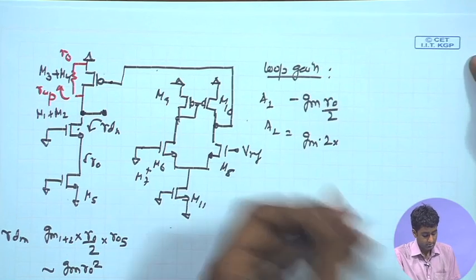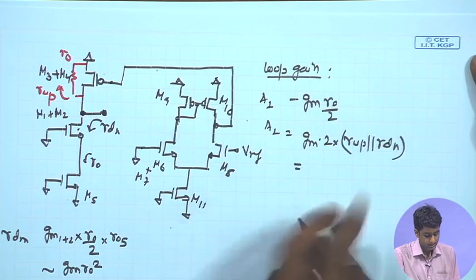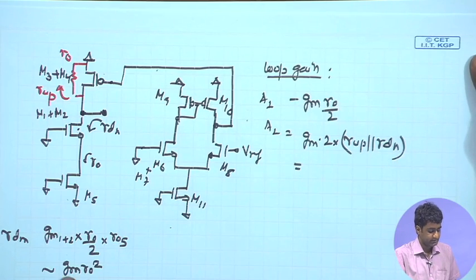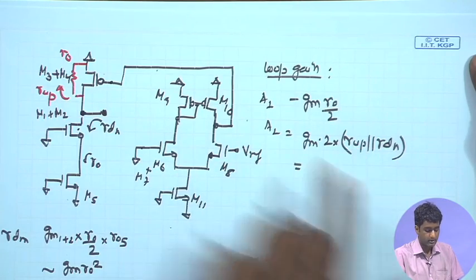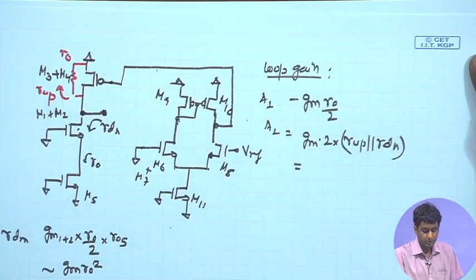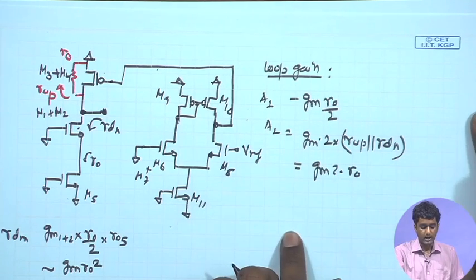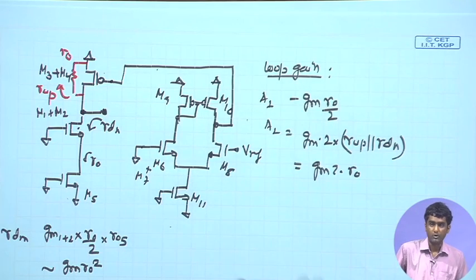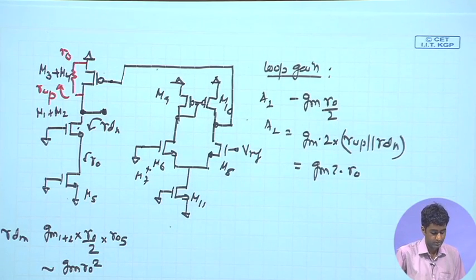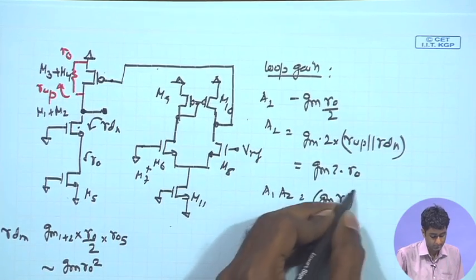So, I can write this down as R up parallel R down, and we know that R down in this case is much larger, gm ro square, gm ro times ro, where R up is just ro. As a result, the R up will be the dominating factor, the smaller one will be the dominating factor. As a result, I can just write down the overall gain as 2 gm times ro, and as a result the total gain combined A1 A2 is having gm ro square expression. So, overall loop gain A1 A2 is gm ro square expression as we expect.